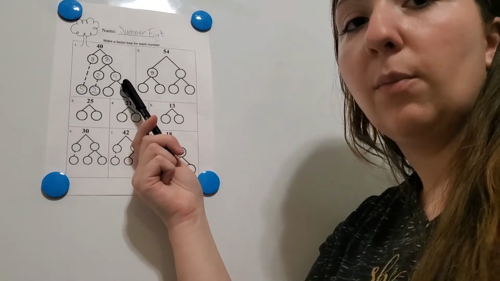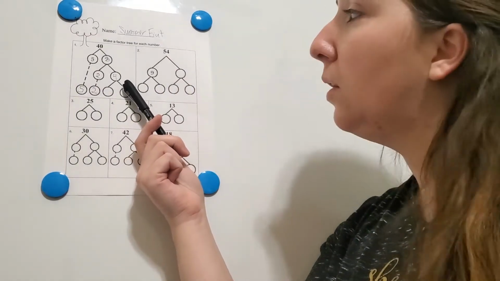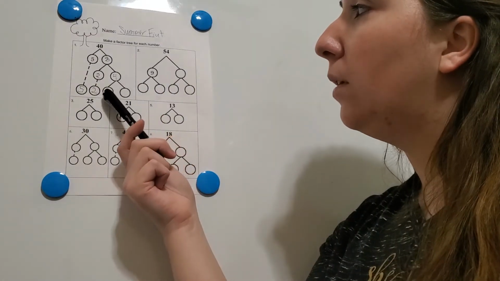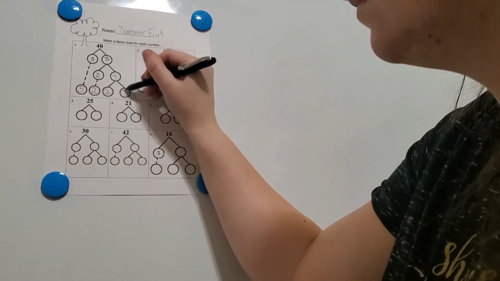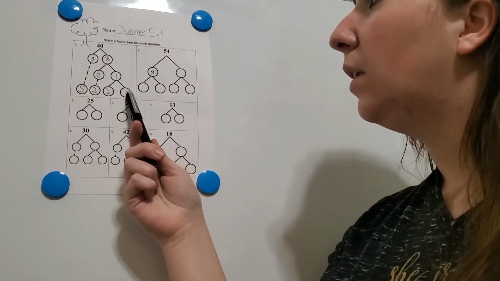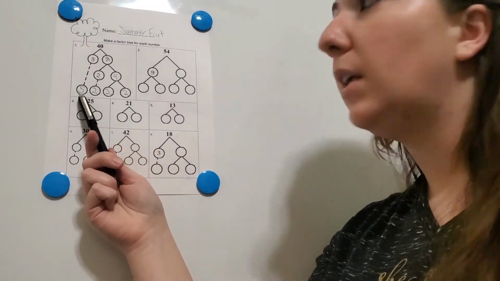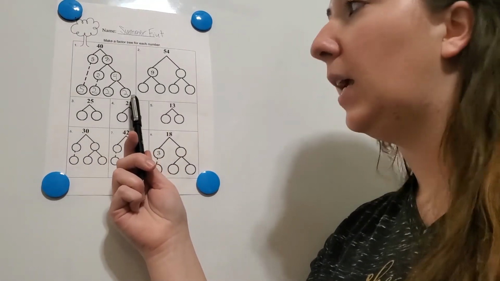Now 4, can we break it down again? Yes. 4 can be broken down. 2 times 2 is 4. So now we are done. We can't break 5 down anymore, 2, 2, or 2 anymore.